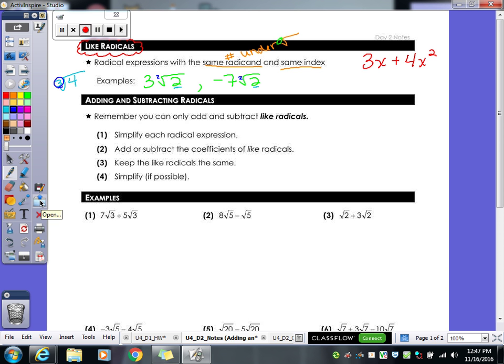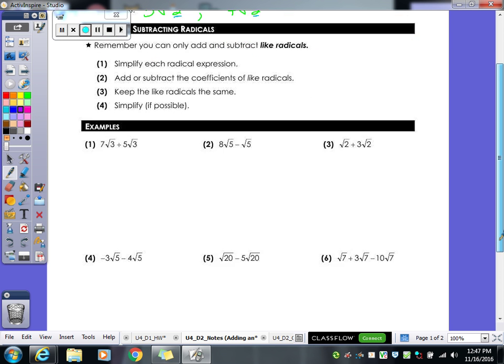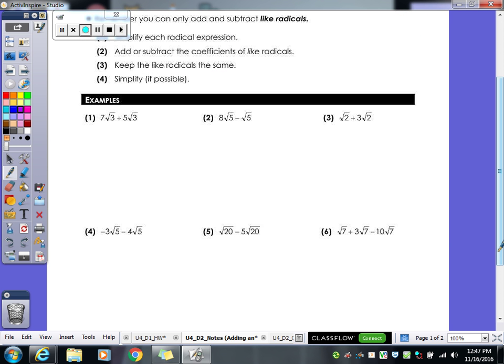So when we're adding and subtracting, you've got to have like radicals. If you do, you just add and subtract them and simplify if possible. If they're not the same, you need to make them the same, and then you can add them. So let's go through our examples here.